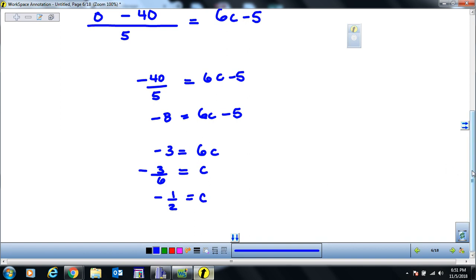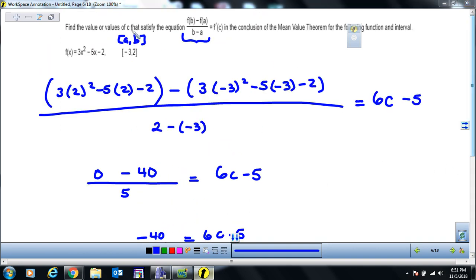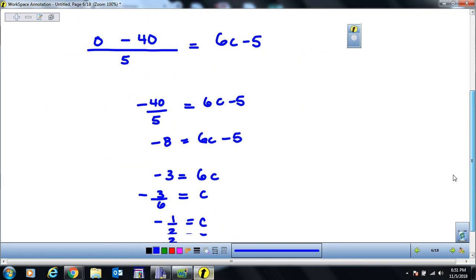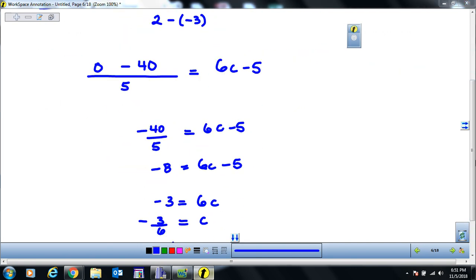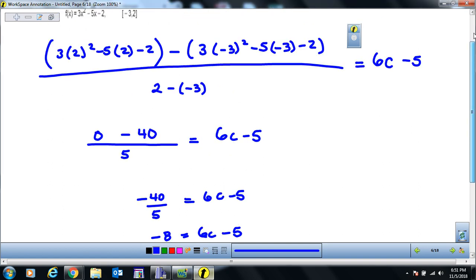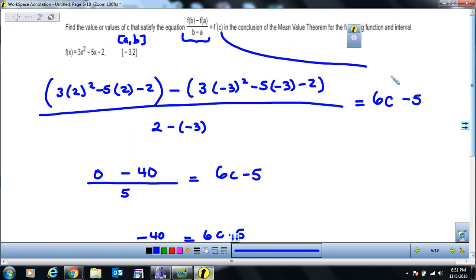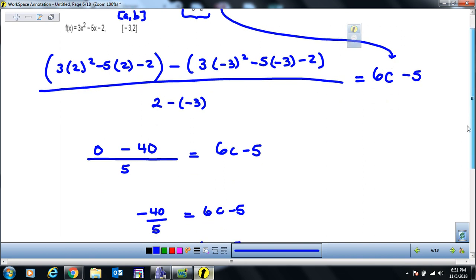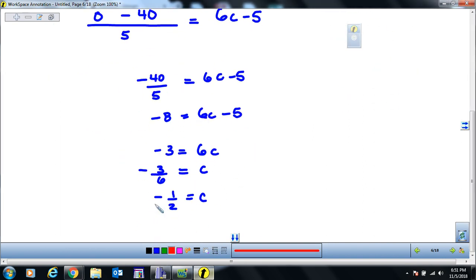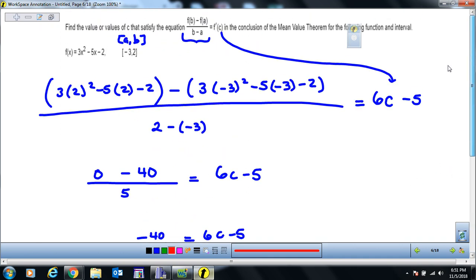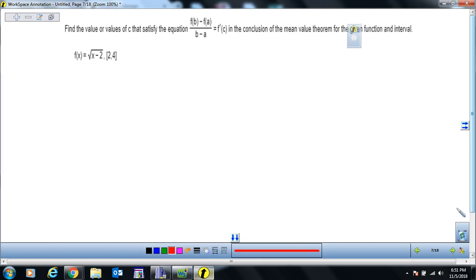So, the question is, find the value or values of c that satisfy this equation. That's why you wanted to leave this x on the right side in terms of c. Get the derivative in terms of x, but then turn the x's into c, so that you can solve for that variable. And that's what the answer is. That's the value that the question is asking about. Okay, so that would be that one.